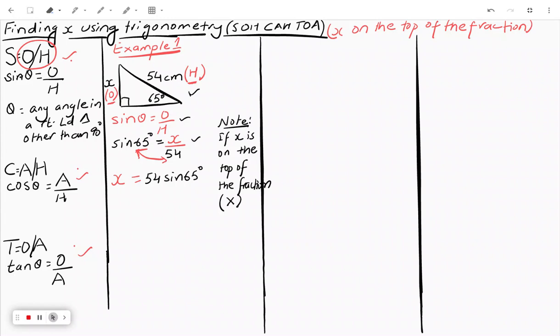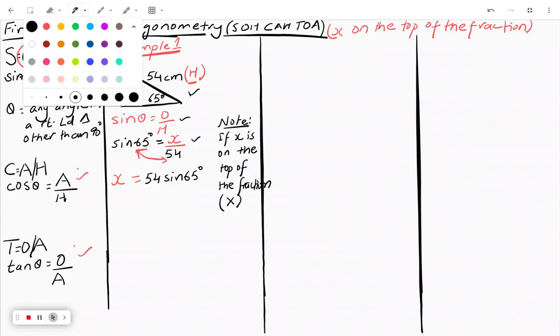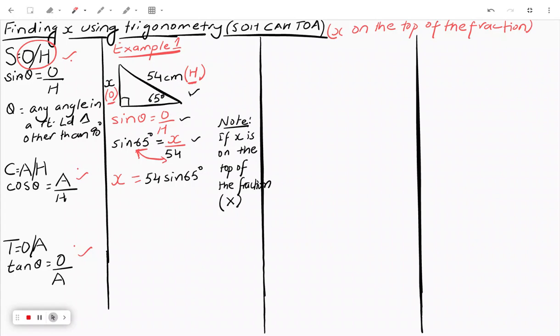Now we just simply need to pick up our calculator, and we need to put 54 in our calculator first. Then we will put sine 65. I'm just quickly doing that calculation. Just give me a second. So 54 sine 65, press enter, and you get 48.94 centimeters, which is what your x value comes out to be.